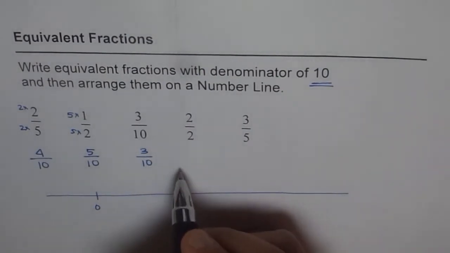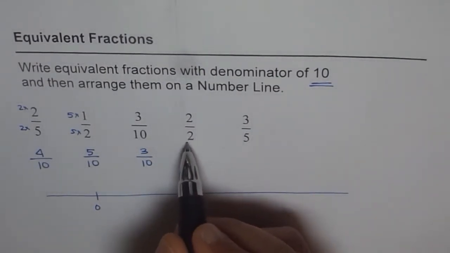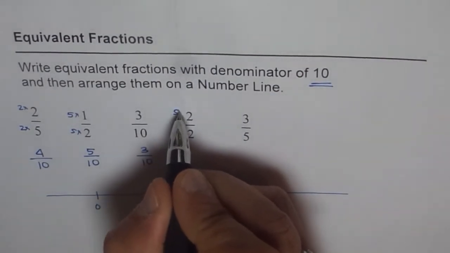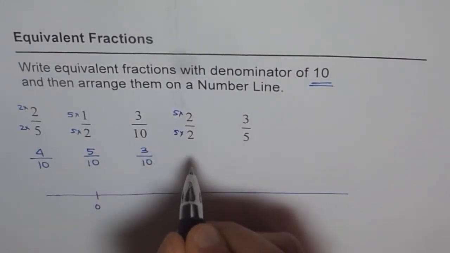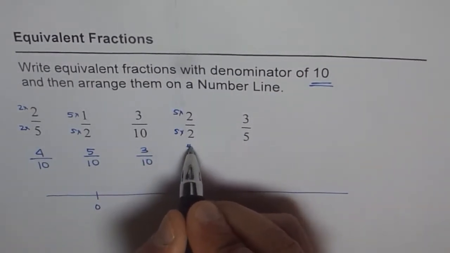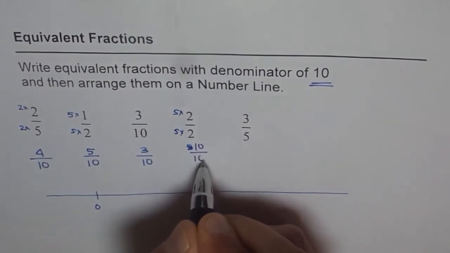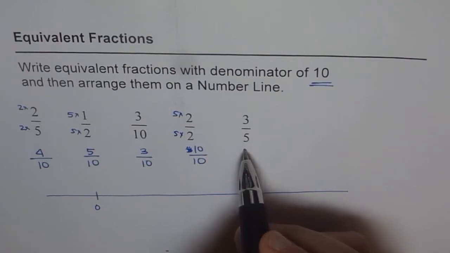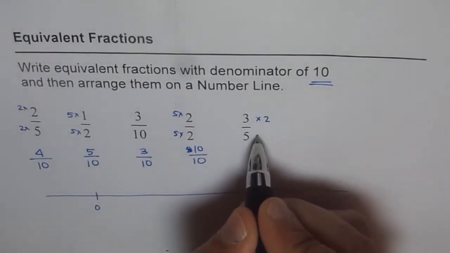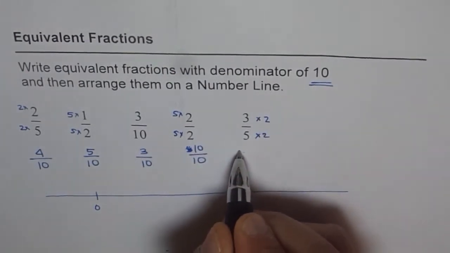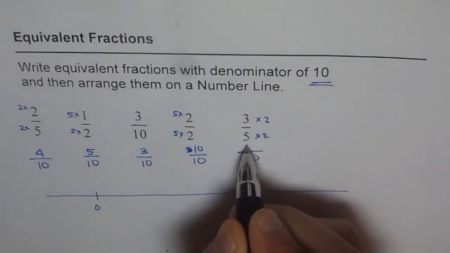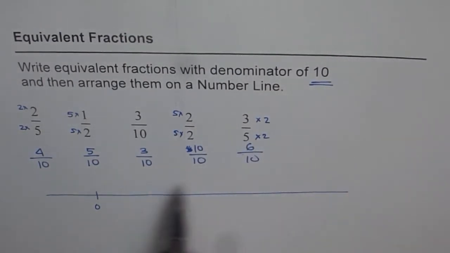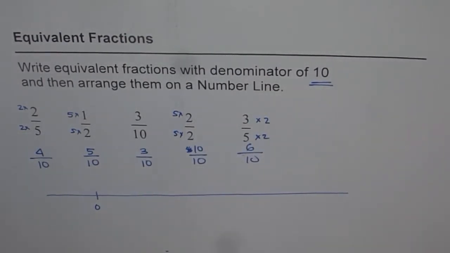How about 2 out of 2? Well, 2 times 5 is 10, so let me multiply each by 5. So I get 10 over 10, which is as good as 1, right? How about 3 out of 5? I know this is times 2, right? 5 times 2 is 10, and 3 times 2 is 6. So I got all my numbers with same denominator.